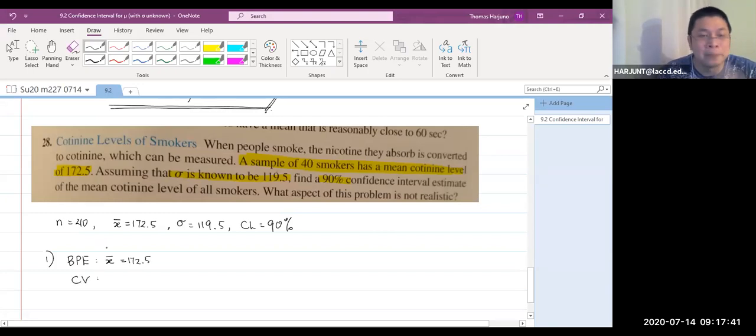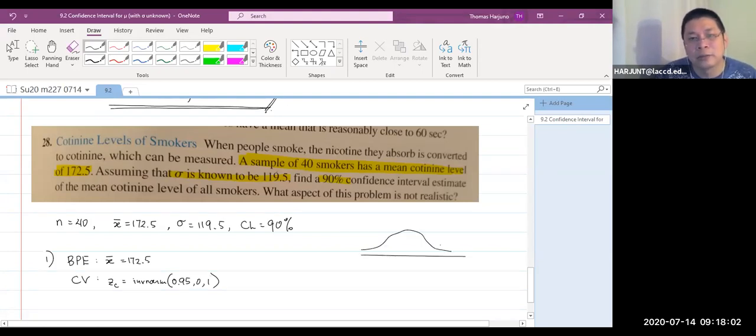Critical value. Let's see, critical equals inverse norm. I believe you have done your work, right? Then you will enter 0.95, comma 0, comma 1. Not 0.90, 0.95, because the area in the middle is 90%. The remaining 10% is being shared by two tails, so the area here will be 5%. If this were the critical value, then the area to the left of that will be 95%. That's how I get that 0.95.